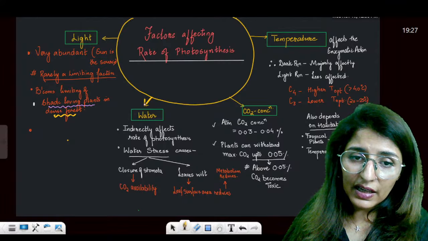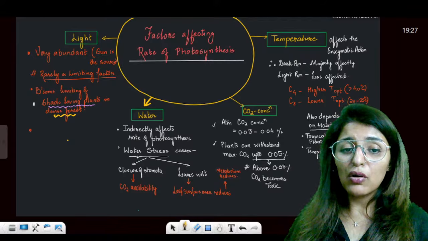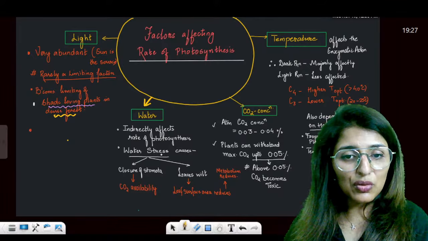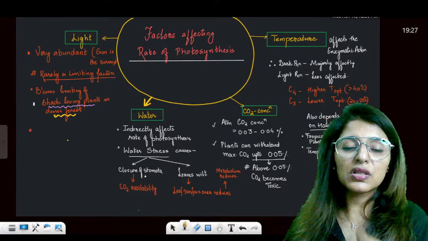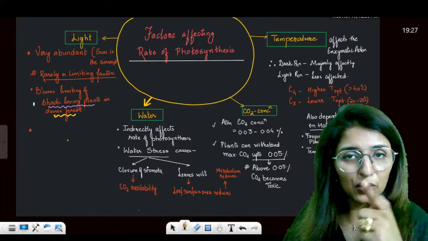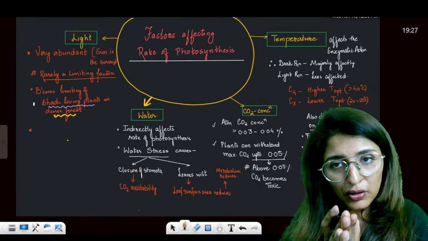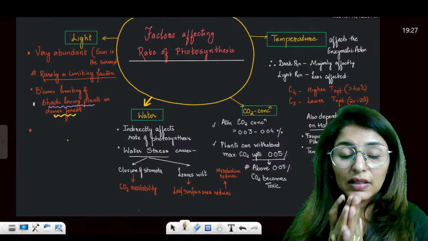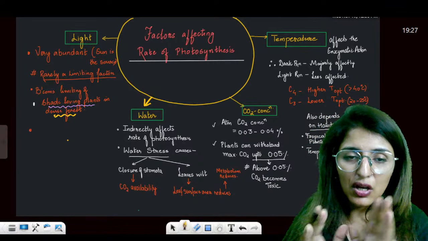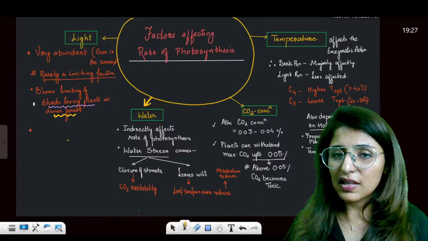Then water indirectly affects the rate of photosynthesis. How? Because water stress can close the stomata. If the stomata are closed, then CO2 will also not be available. CO2 enters through stomata. Leaves will wilt and surface area will also reduce. Again, less light will be trapped by the leaves. So not directly, but water affects indirectly.